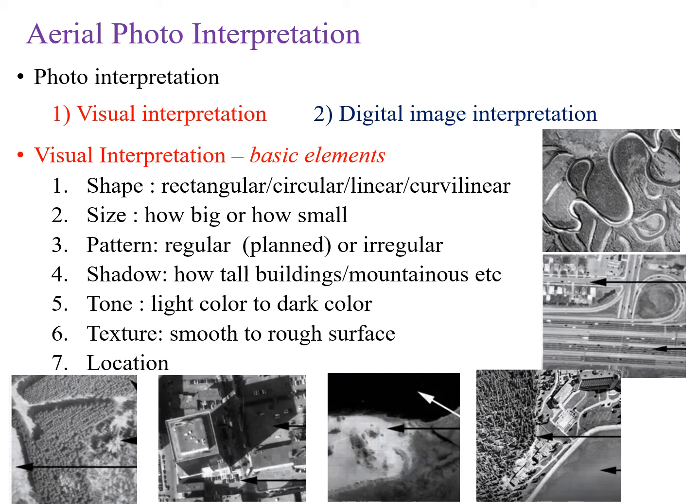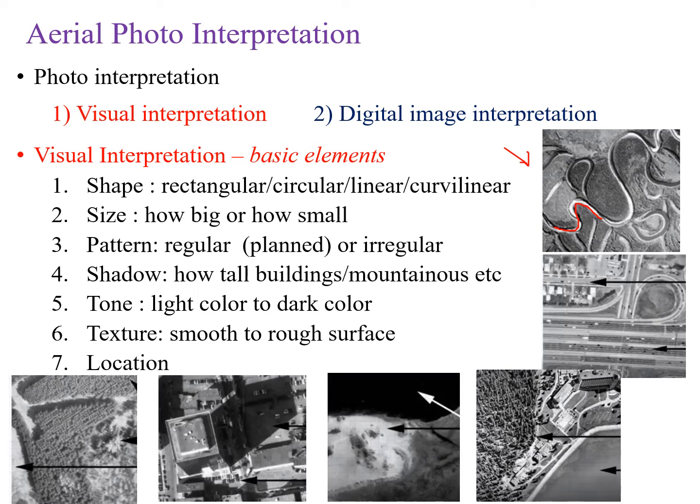In the first, shape, there are different shapes of the objects; they could be rectangular, or circular, linear, or curvilinear. So here in the diagram, this is the picture taken as an aerial photograph. You can see here the objects which are curvilinear, but some of the objects could be rectangular or circular. It can be easily identified.